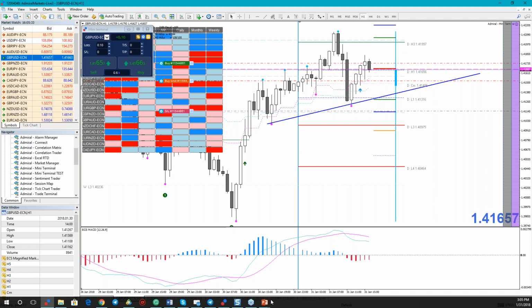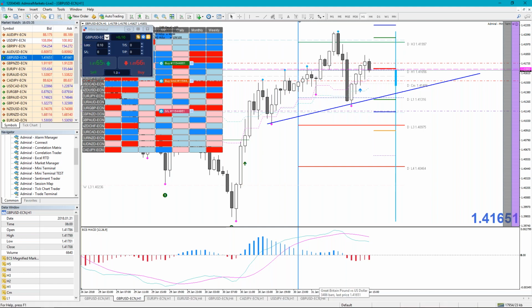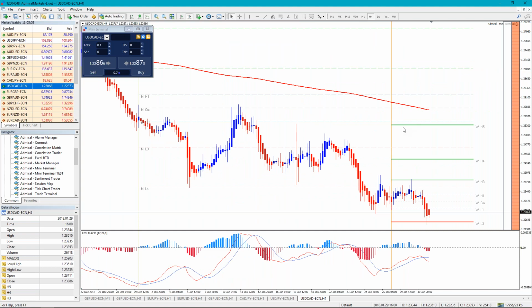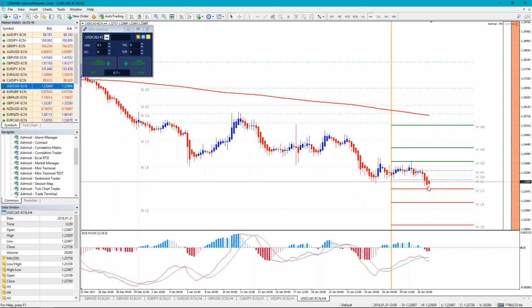Okay, let's see first on the 4-hour what it tells me. Dollar CAD. I will use this one. Dollar CAD is definitely in a downtrend. Definitely a downtrend. What I would tell you is there could be some bounce on dollar CAD because the price hit weekly L3, but it also hit weekly H3.